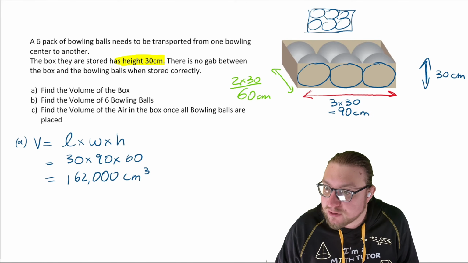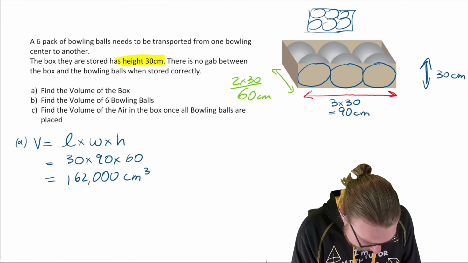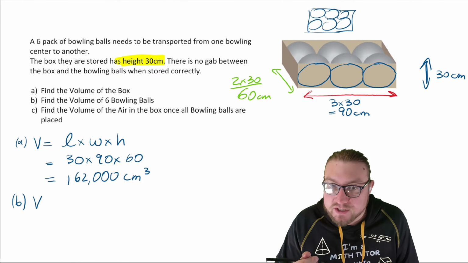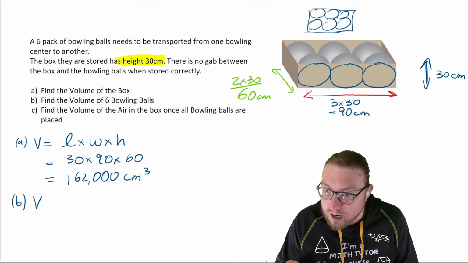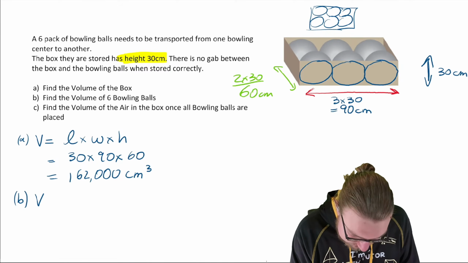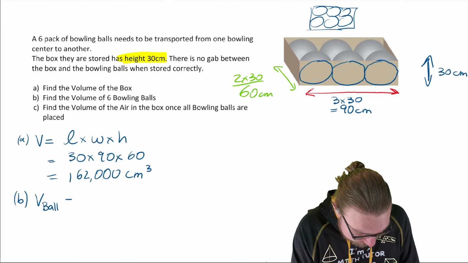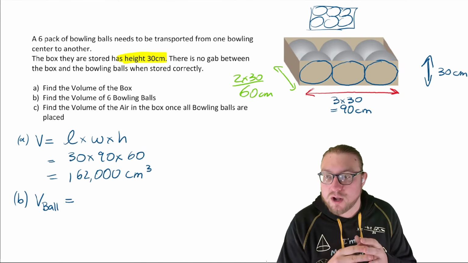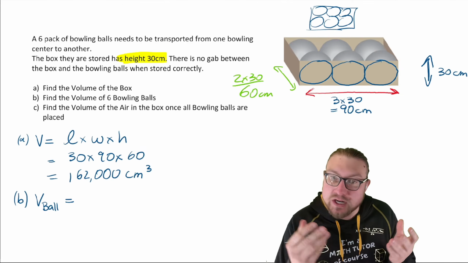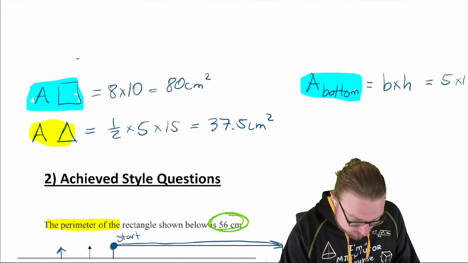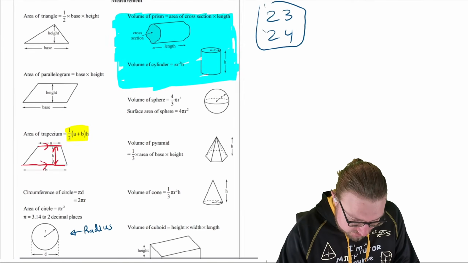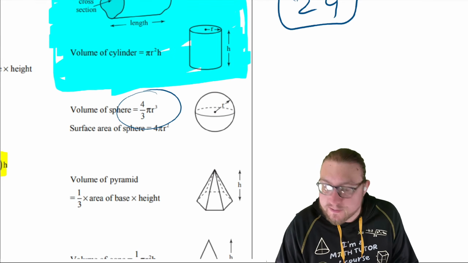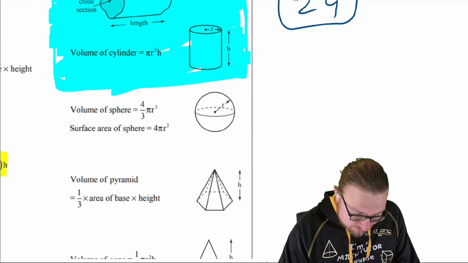Now it's asking, find the volume of the 6 bowling balls. Well, let's have a look. We want the volume of the 6 bowling balls, so we first need to find the volume of one ball. So this is the volume of a ball. And again, we're going to go to our formula sheet and have a look what formula we have. We know it's a sphere. So we can go all the way back to our formula sheet, which was here, and we can see that the volume is 4/3 pi r to the power of 3.